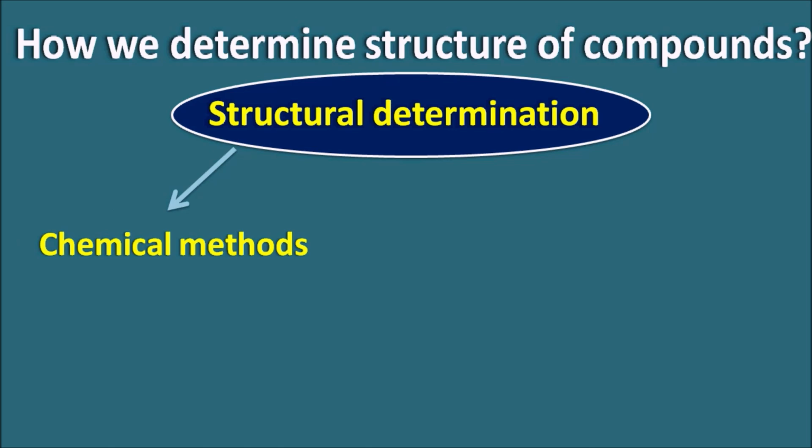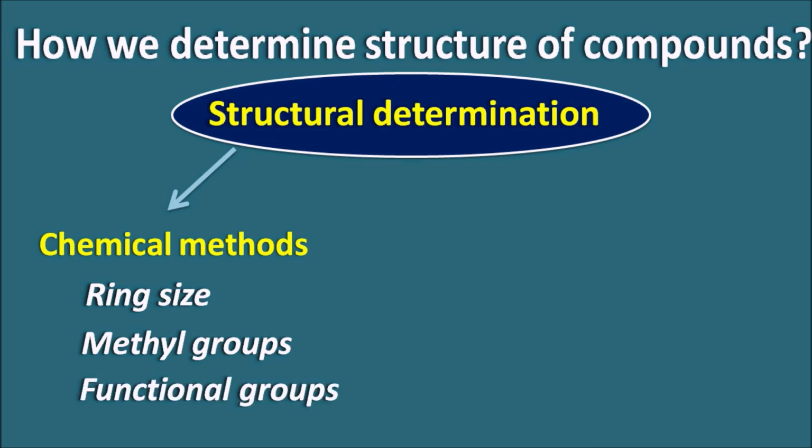In the chemical methods, we can determine the ring size of the unknown compound if the compound is a cyclic structure. Otherwise, we can determine the presence of methyl groups in the structure, and we can also identify the presence of functional groups in the unknown structure by using these chemical methods. But nowadays, we can use modern analytical techniques, and particularly spectroscopy, in order to identify the structure as well as to assess the structural features of the unknown compounds.